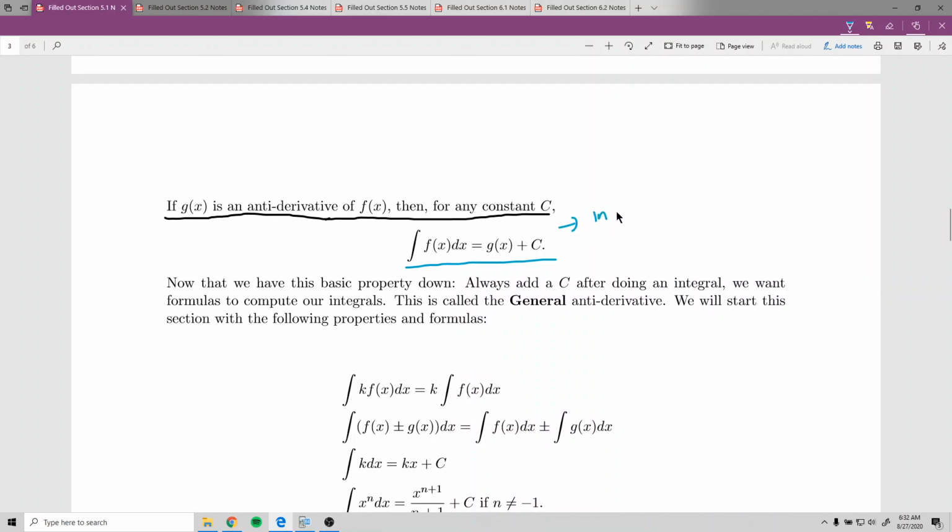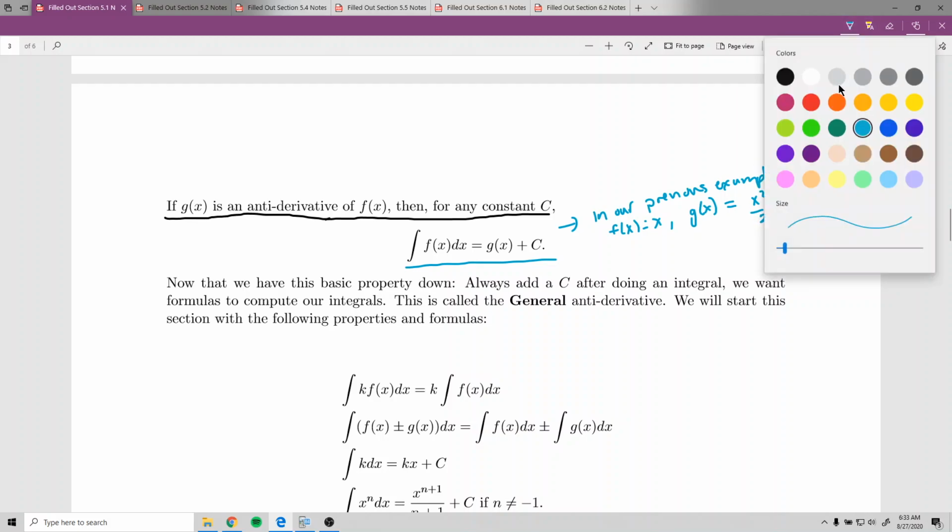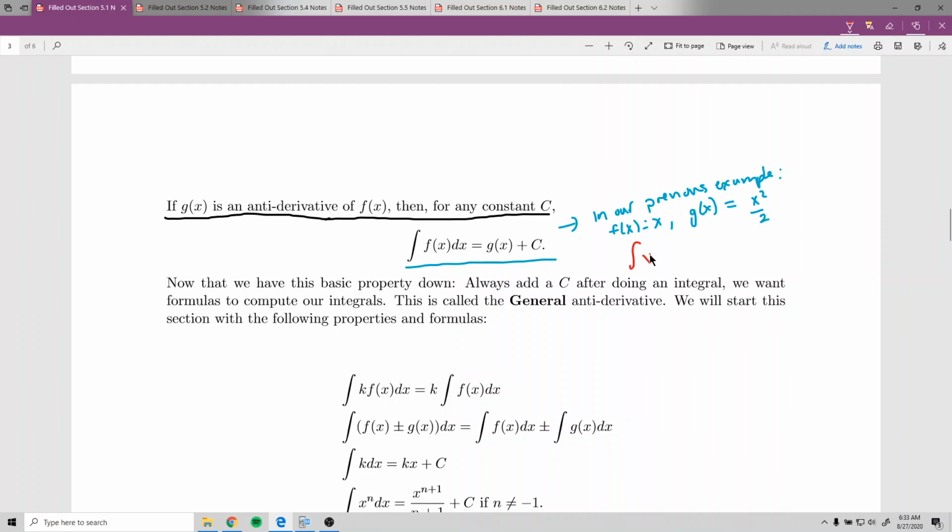So in our previous example, we had f of x equal to x. That was the thing we wanted to find the antiderivative of. G of x, the example we saw without anything added on at the end, was x squared over 2. So the way we would actually answer this question: the antiderivative of x dx equals x squared over 2 plus c. Very important that you add on this plus c.